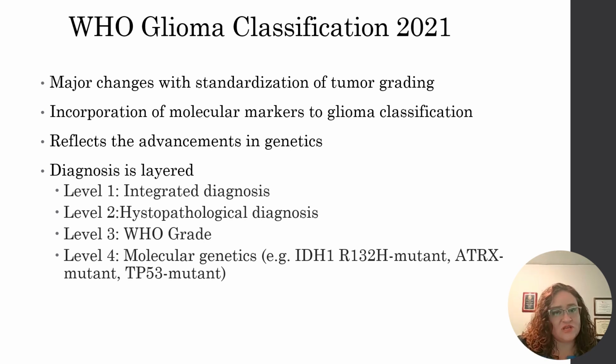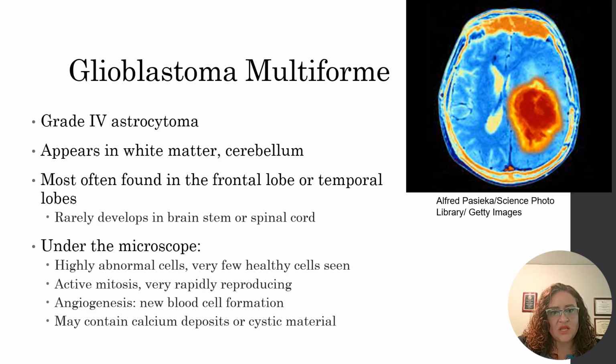There are now 4 levels of diagnosis. There's the integrated diagnosis, the histopathological diagnosis, the World Health Organization grade, which is always 4 for gliomas, and then molecular genetics, in which certain mutations were found. Glioblastoma will appear in white matter and cerebellum, and most often occurs in the frontal lobe or the temporal lobes. It very rarely develops in the brainstem or the spinal cord. When it does, it's a very devastating prognosis. Those patients tend to not live very long.